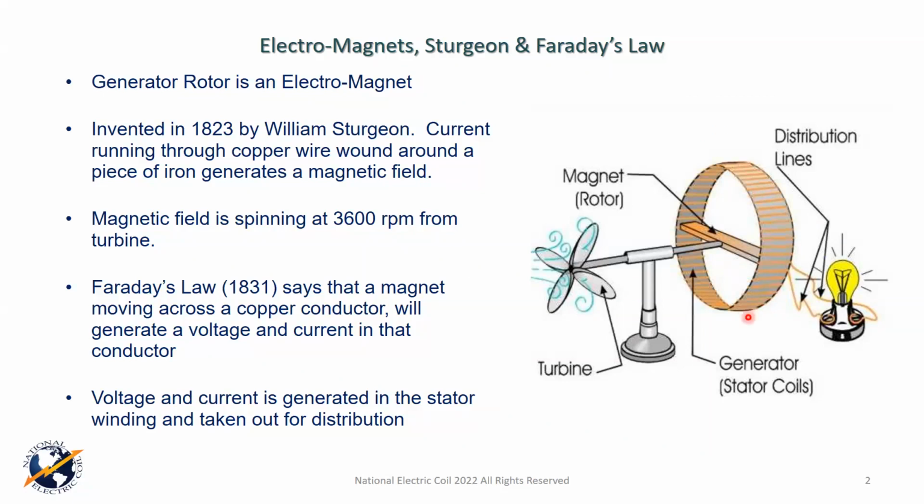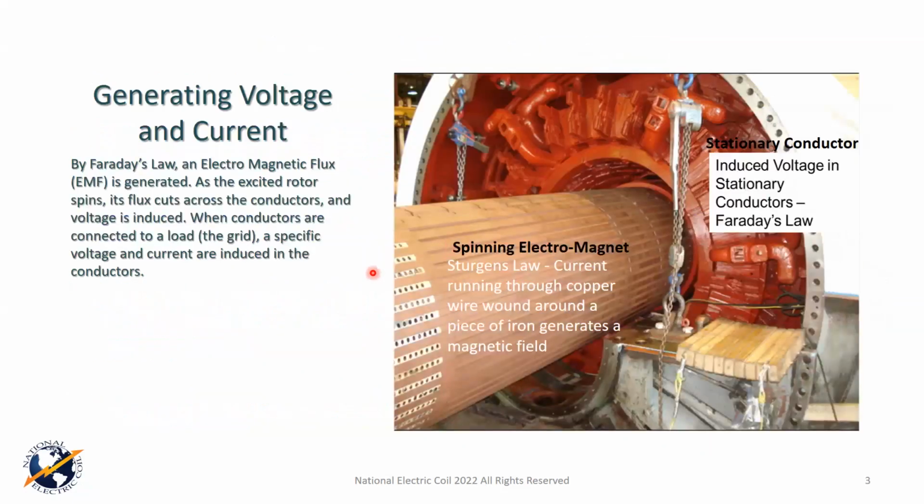So the stator then has an induced voltage and current, and we put that out on the grid, and that's how we generate electricity. It isn't a whole lot more complicated than that until you start looking at the components, and we're going to do that. But from a theory standpoint, that's how a generator works.